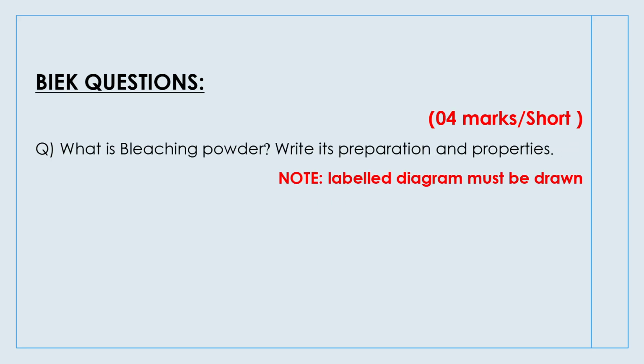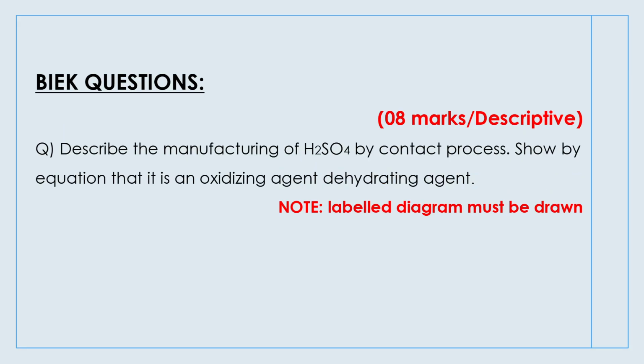Preparation of bleaching powder with its properties, that is the chemical properties, and you must draw the diagram. Manufacturing of sulfuric acid, also showing its property as an oxidizing and dehydrating agent. I have made a detailed video on the chemical properties of sulfuric acid, so you might get any one or two among those properties.